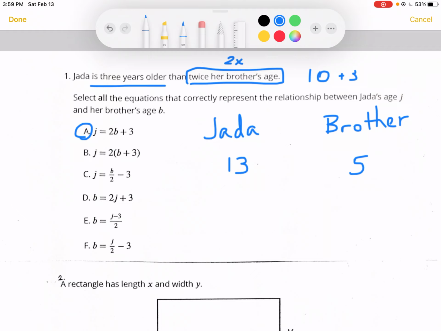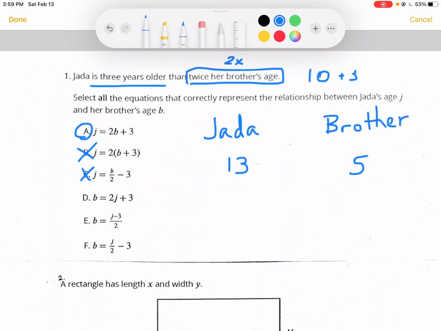Looking at B now, if I take the brother's age of 5 and add 3 to it, I'm going to add first because it's in the parentheses. 5 plus 3 is 8, and then I have 2 times 8. That would suggest that Jada's age is 16, which is not the case. So B does not work. On part C, if I take the brother's age and divide it by 2, 5 divided by 2 is 2.5. Then I subtract 3, and I get a negative number. So that one really doesn't turn out very well.